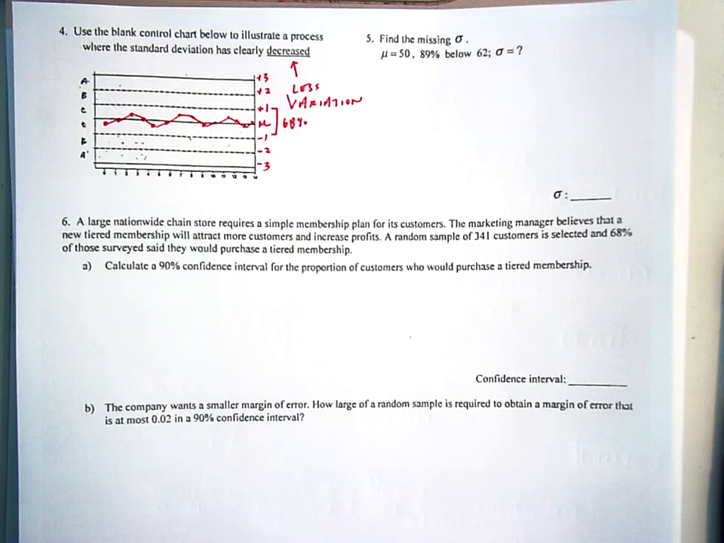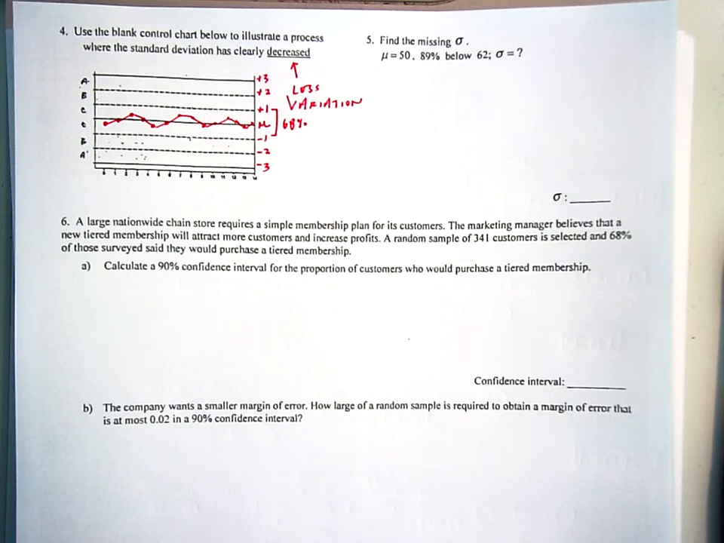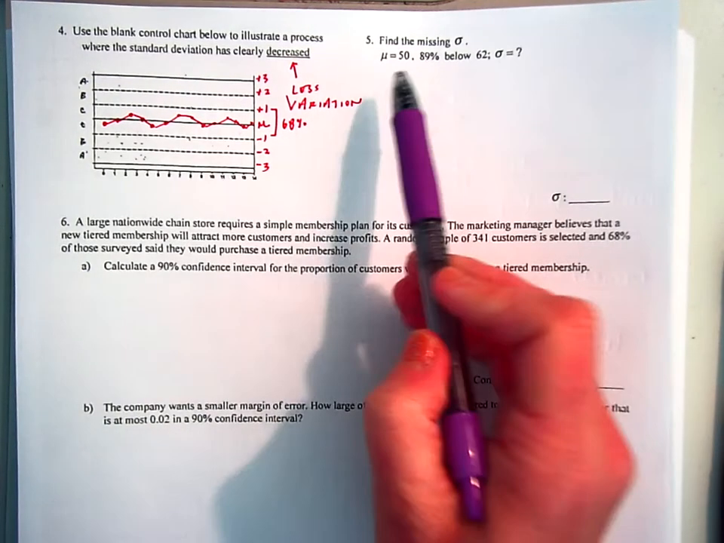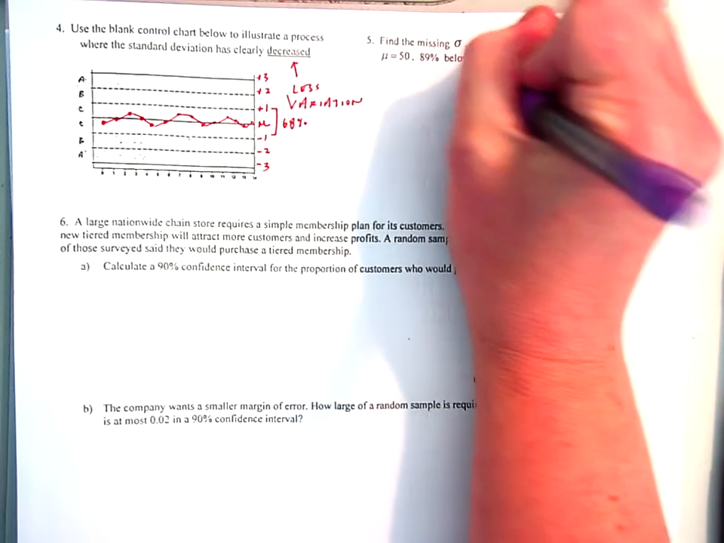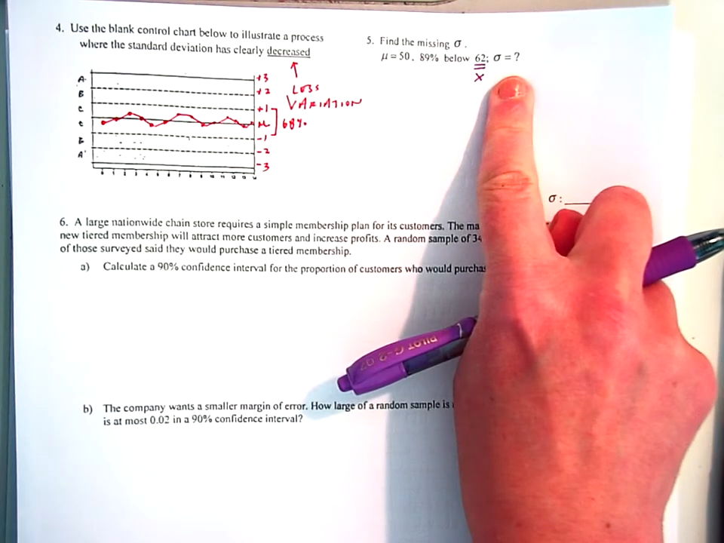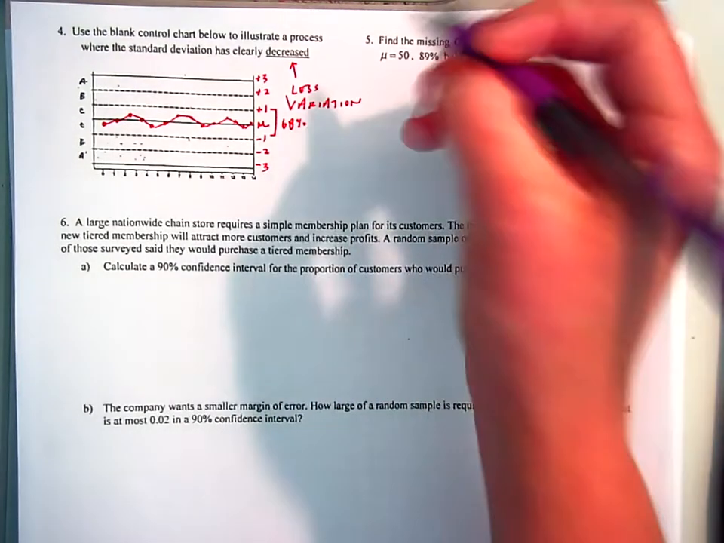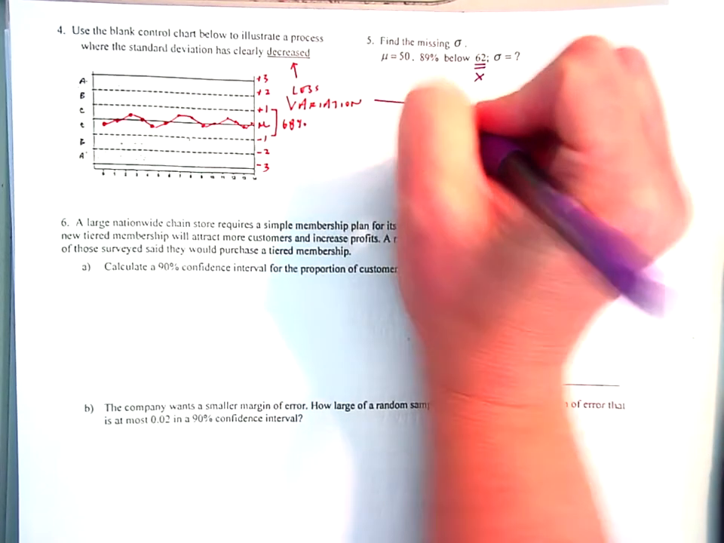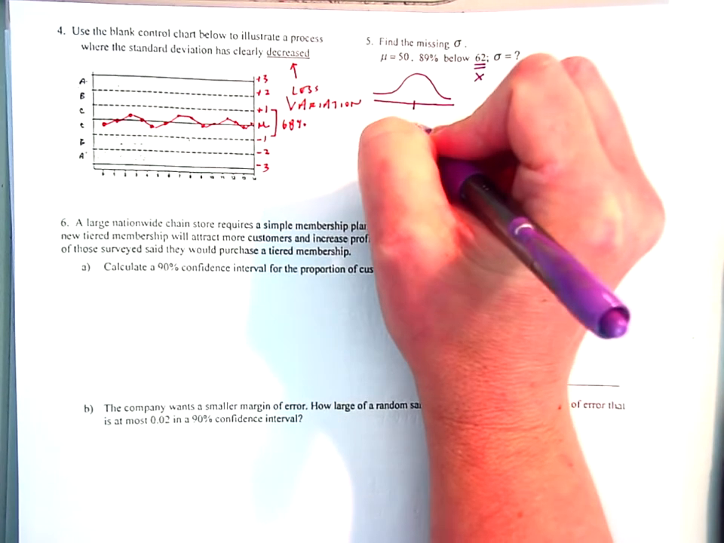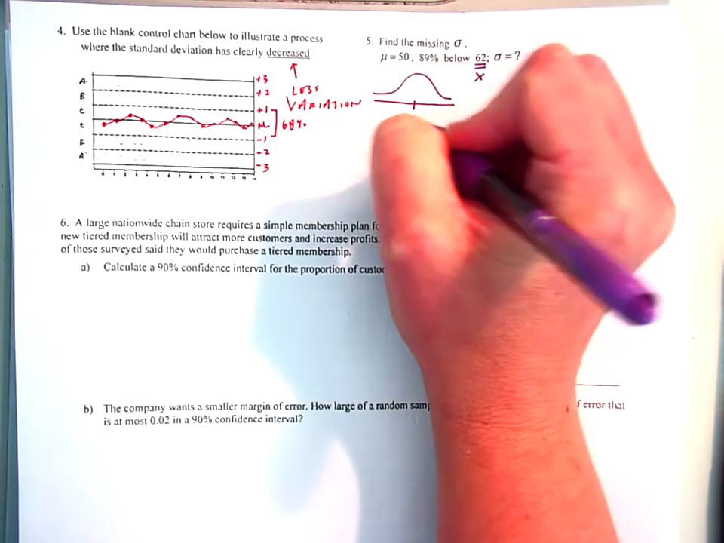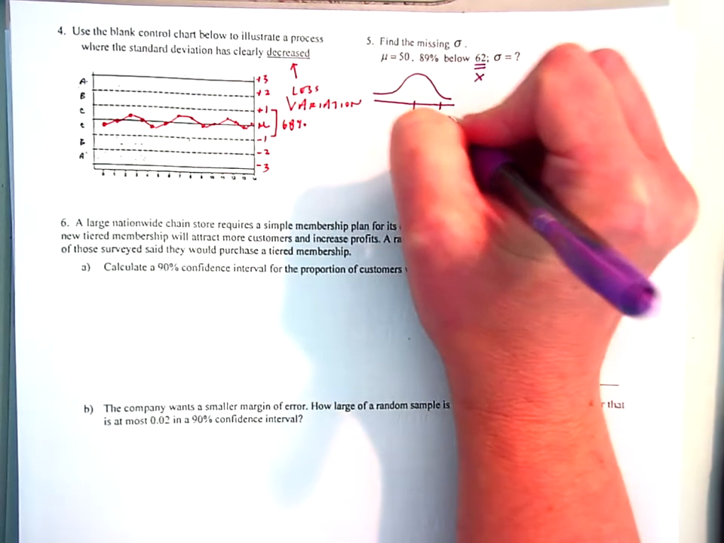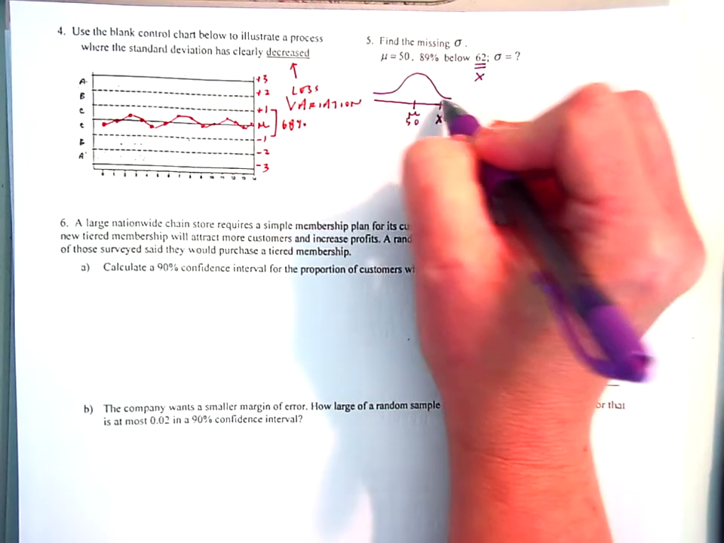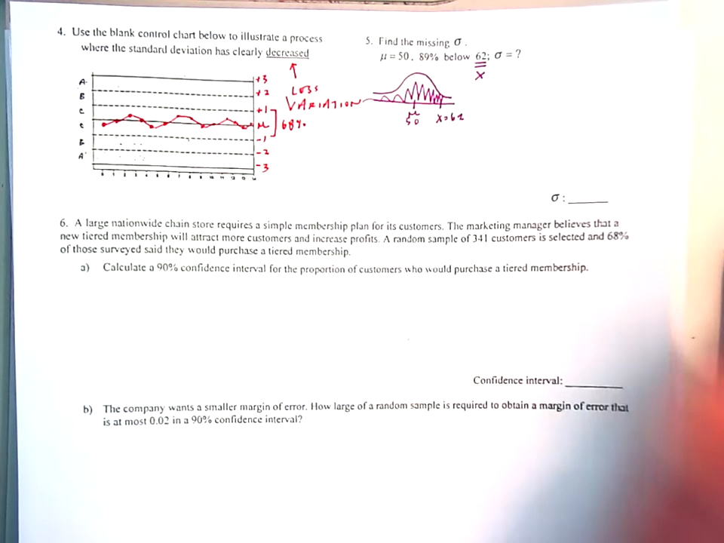All right, next problem. Find the missing standard deviation. So we are given the mean. We're told that 89% of our data falls below a 62, and that 62 is the observation. That's the X. We want standard deviation. So if I visualize this, here's my normal curve, here's my mean of 50. That's my mean. 89% below 62. So here is the X value of 62, and we're looking at 89% falls below it.